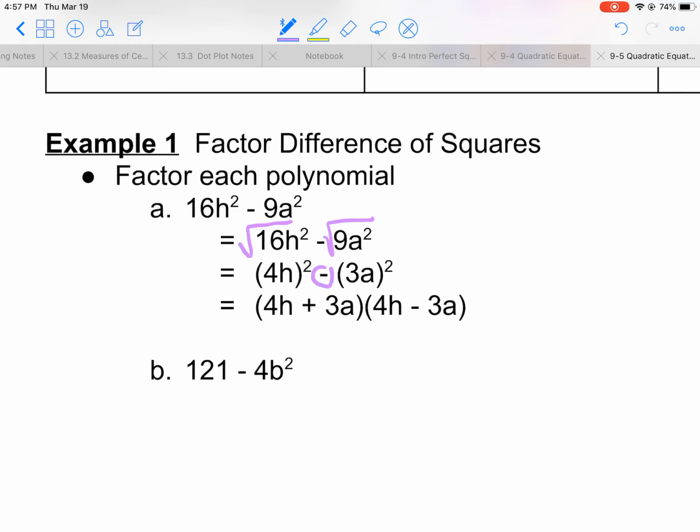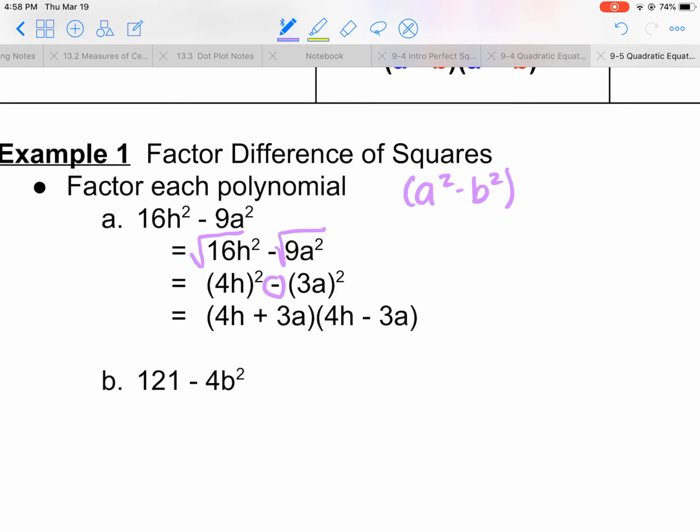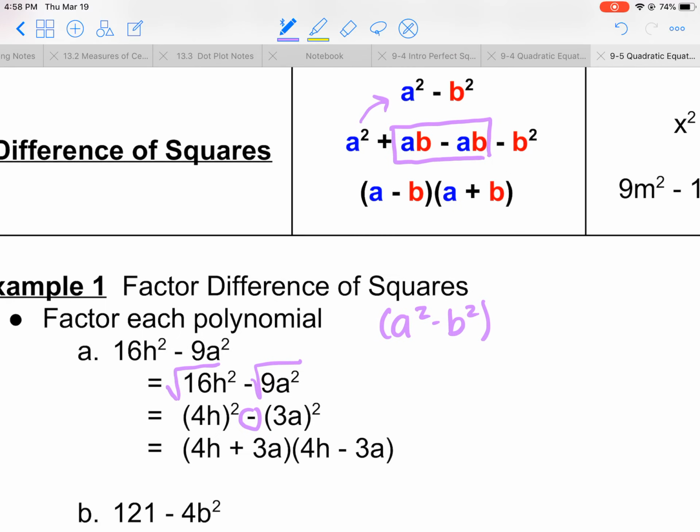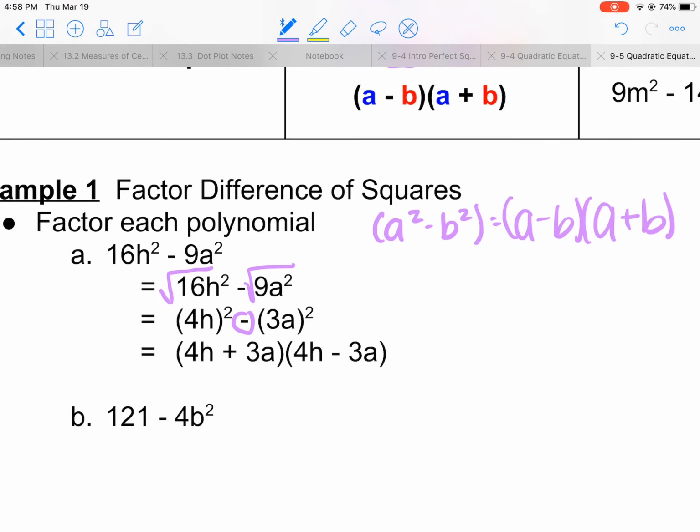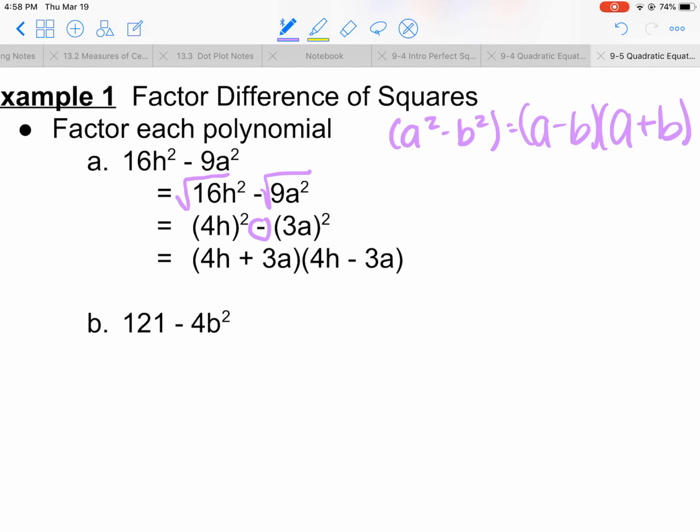Notice there is a subtraction sign. And then I remember that the difference of squares, a squared minus b squared, looks like (a - b) times (a + b). So instead of having something that is squared, I have one positive b term and one negative b term, which makes them cancel out. So I have (4h + 3a) and (4h - 3a).